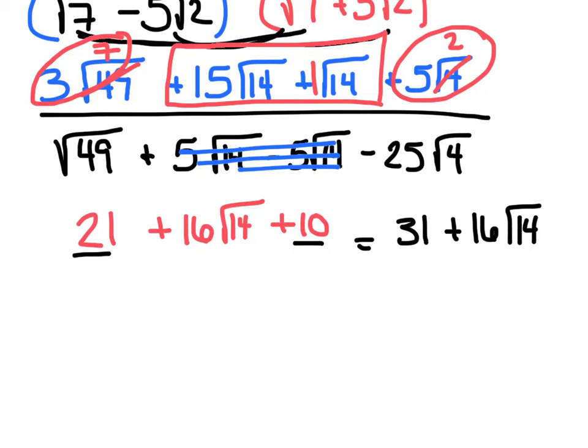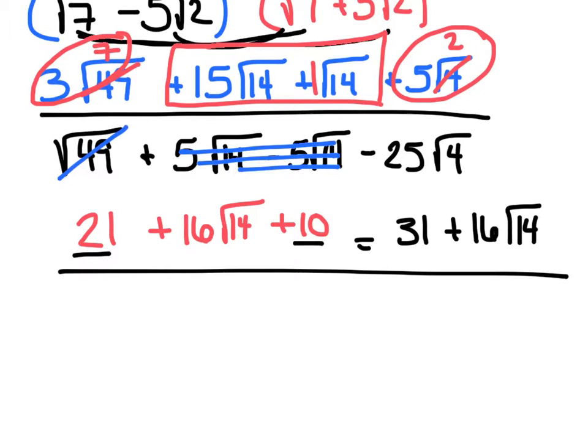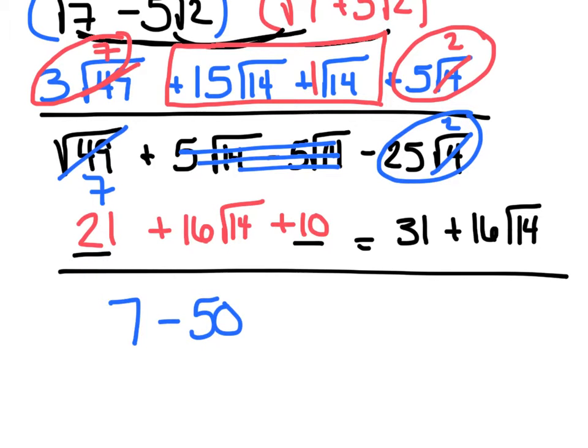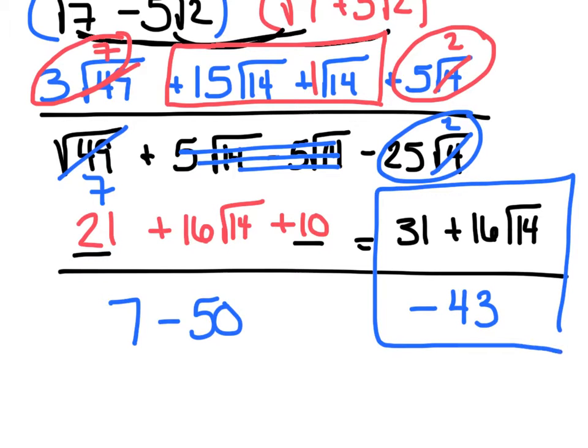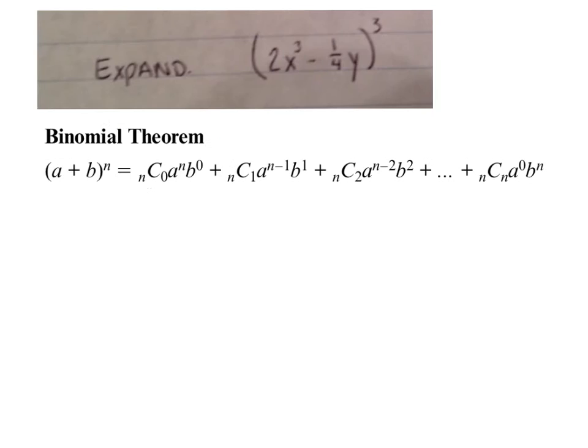And I'll do the same with the denominator. Radical 49 is 7. Radical 4 is 2. Multiply, so minus 50. So my denominator looks like negative 43. And that is where my final answer came from. Now, if you can, you'd want to pull out a GCF on top, but of course I don't have one with that 31 there.